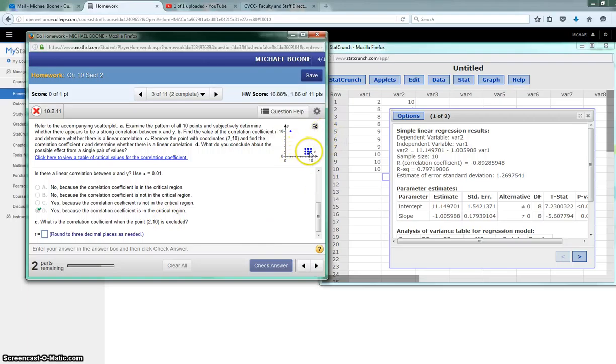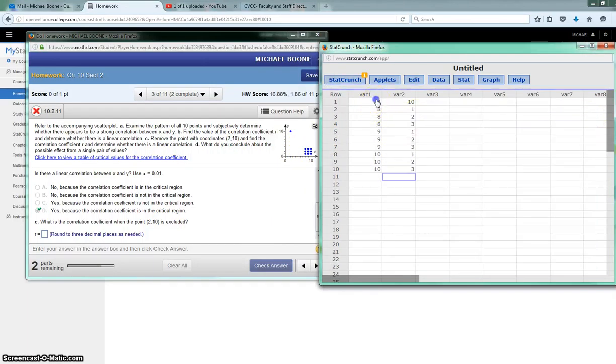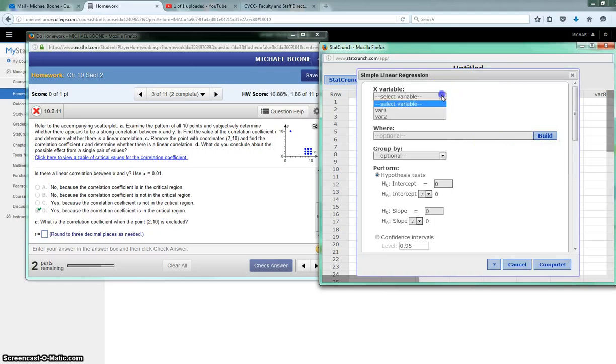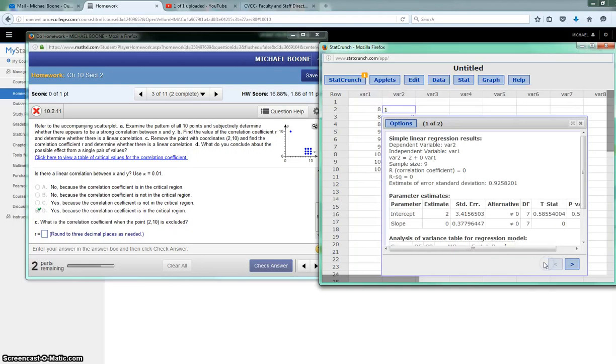What is the correlation coefficient when the point 210 is excluded? It would have been really nice if they would have given us these points, but they didn't. So we'll come back over here and we will get rid of this point. And so now when I do my regression, I get a correlation coefficient of 0.